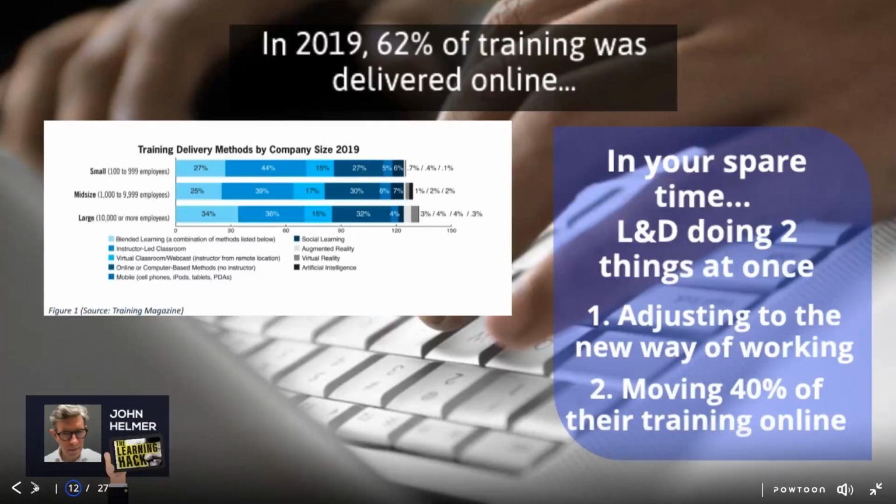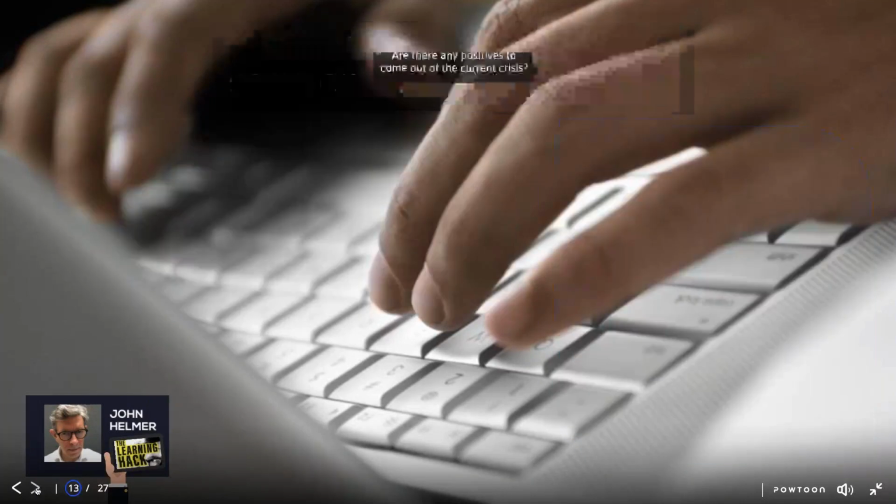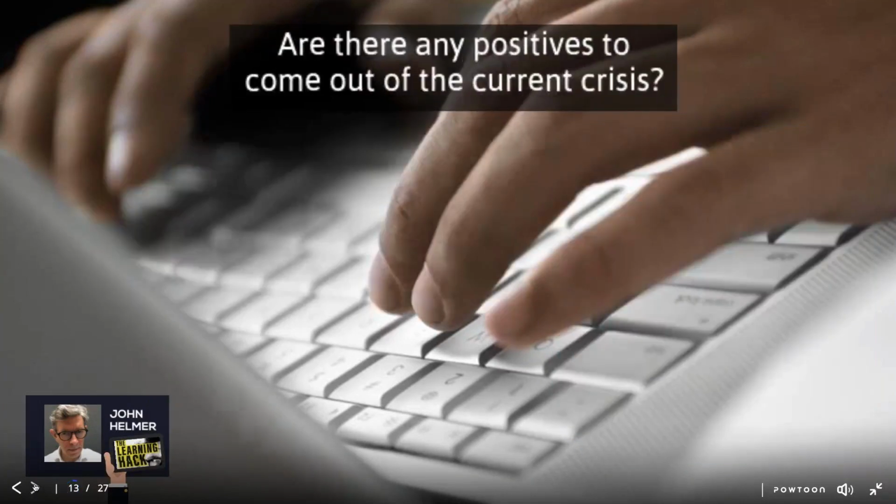I see a lot of people who are trying very hard to do two big jobs at once, to adjust to a totally unprecedented situation where the whole business is suddenly remote working, and at the same time take up to 40% of their training online. So L&D has got a real job on its hands for the most part. Yeah, I mean that it could be overwhelming, definitely.